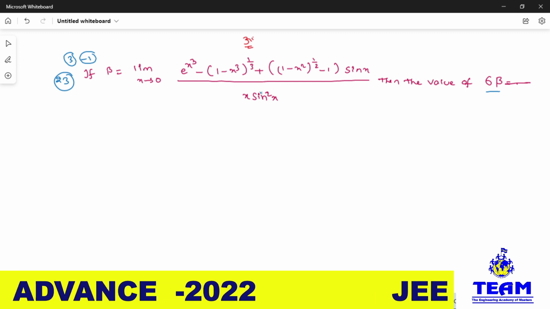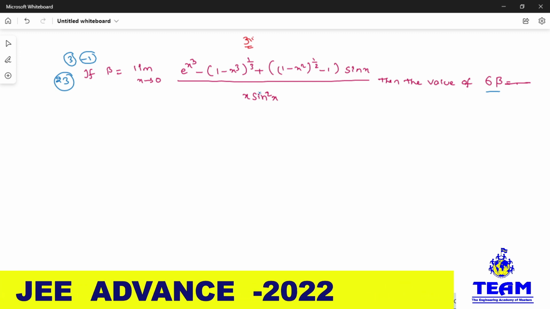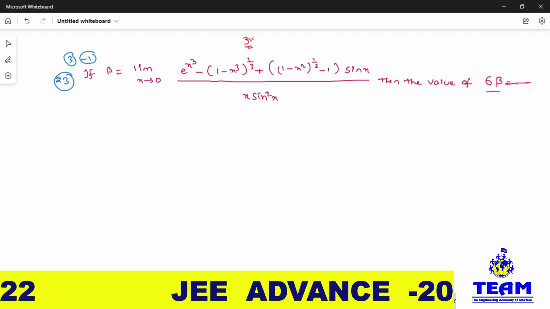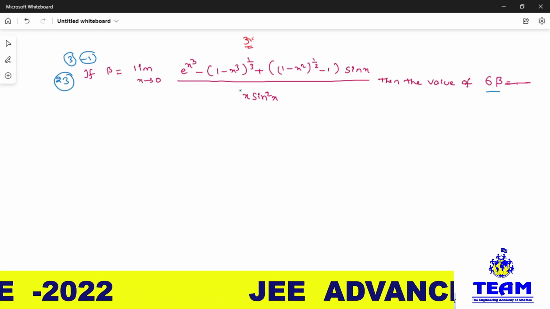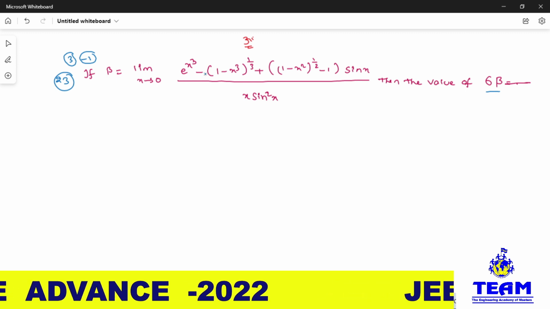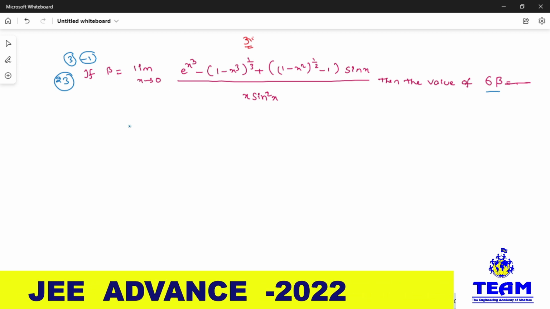Whenever 0 by 0 came, generally what will we do, we will apply L'Hopital rule. Of course, you can go for L'Hopital rule also for this problem. Instead of that, I am going to simply apply expansion formulas. Okay, friends, what are the expansion formulas we have?